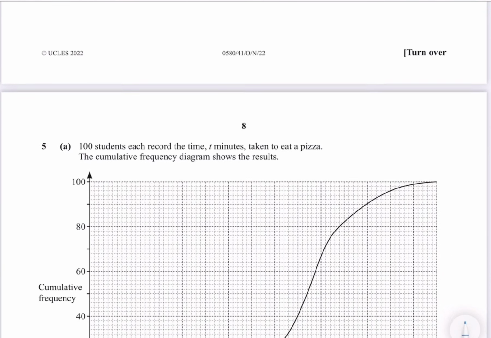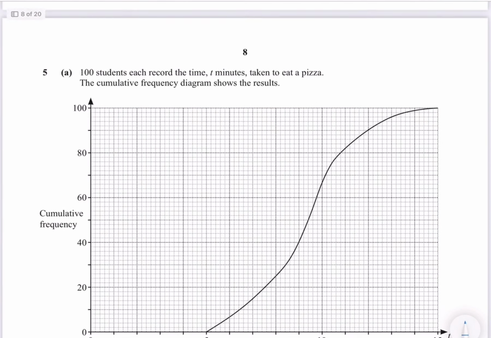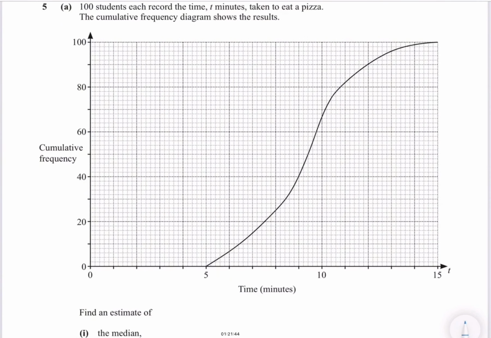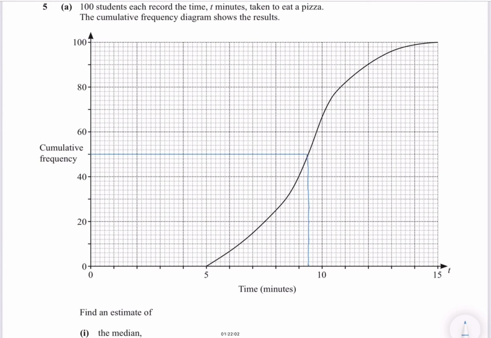Question number 5. 100 students each record time t minutes taken to eat a pizza. Cumulative frequency diagram shows the result. Find an estimate of the median. So median is 50%, so 50% is here, 50.